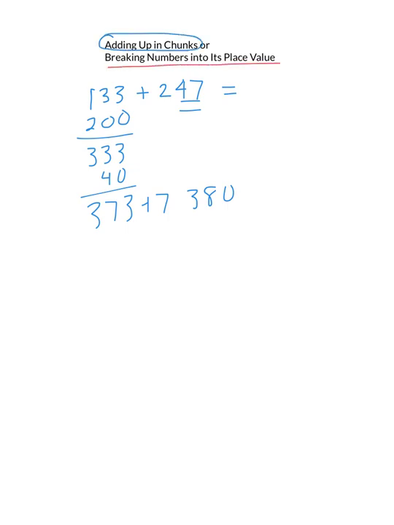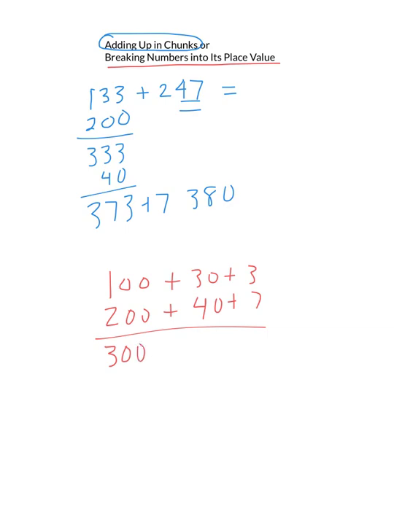If you're breaking a number into its place value, it's literally just that. So it's write it in expanded form. So 100 plus 30 plus 3, 200 plus 40 plus 7. So we have 100 plus 200 is 300. 30 plus 40 is 70. 3 plus 7 is 10. So then we still have our answer of 380. Really, it's about seeing what would be most efficient. Obviously, we're asking you to work on both strategies, but that's a choice to make.